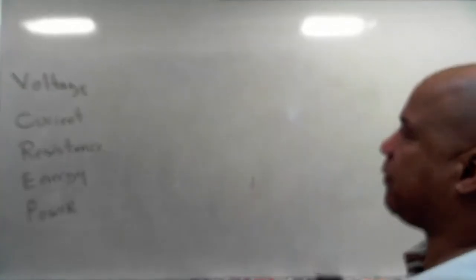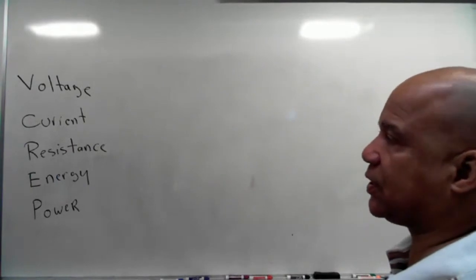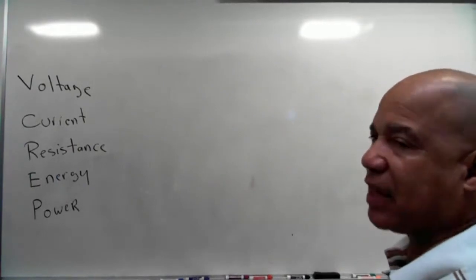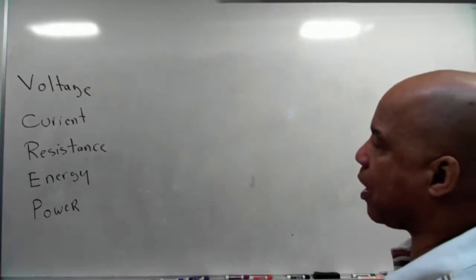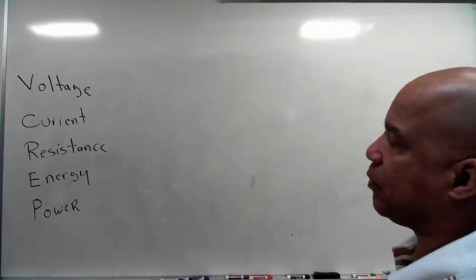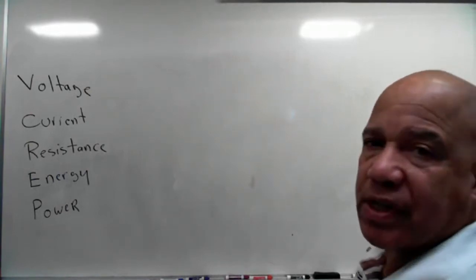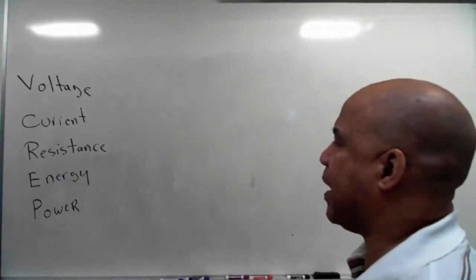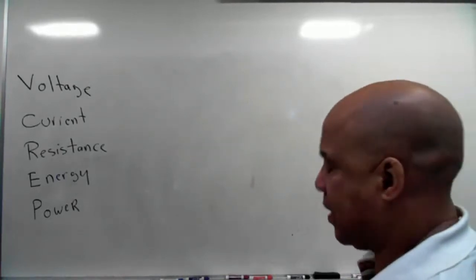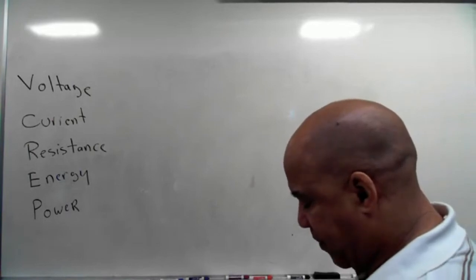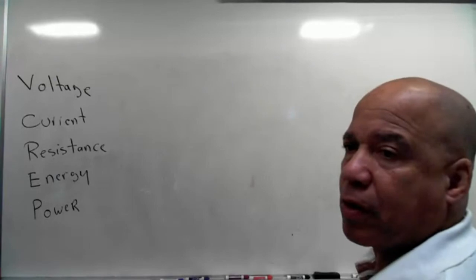So just briefly, we said voltage is a separation of charge that gives us an electrical potential difference. You can think of it as the pressure or force to make electrons move. Current is the flow of charge. Resistance is the opposition to that current flow. Energy is kind of hard to think about. We said energy is the ability to do work. If you have something moving, then that thing has kinetic energy, and kinetic energy can actually do work.